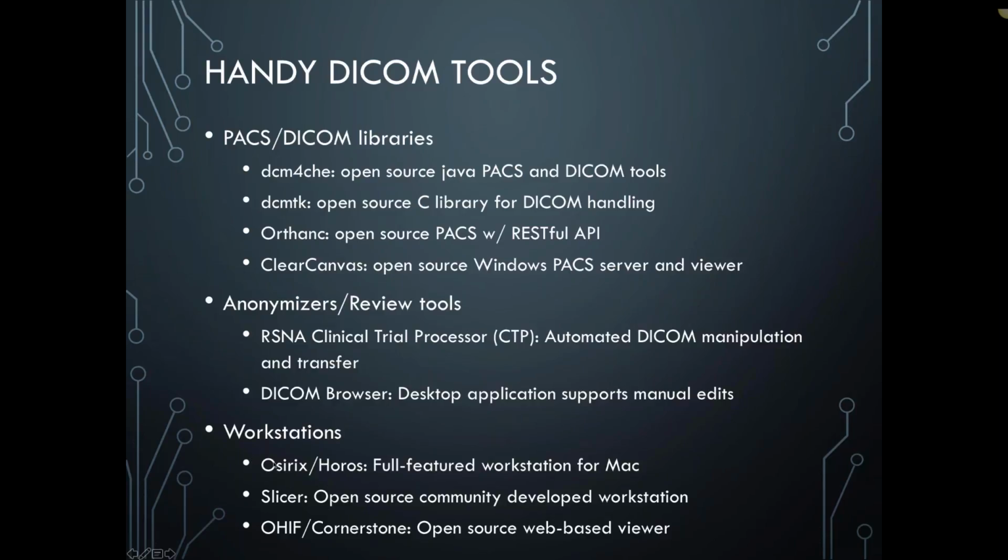OSIRIX is very widely used. The OSIRIX brand name includes a commercial product, but there's an open source version of it called HOROS. It's a Mac specific application, but very widely used in the Mac community. 3D Slicer provides a lot of DICOM functionality that can be fed into a very sophisticated set of analytic tools. And then OHIF is producing a web-based DICOM viewer that has a lot of capabilities, and the advantage of being entirely web-based. You don't have to install anything on your desktop.